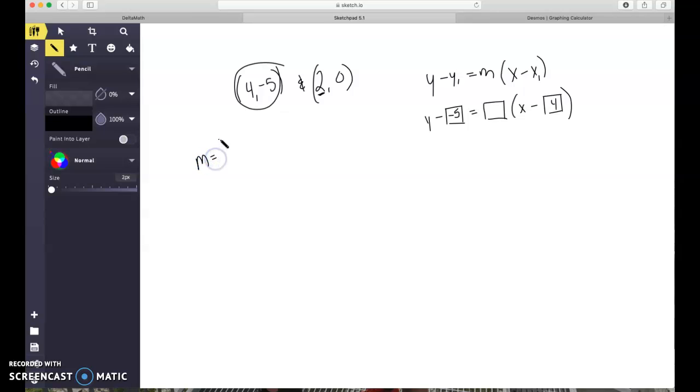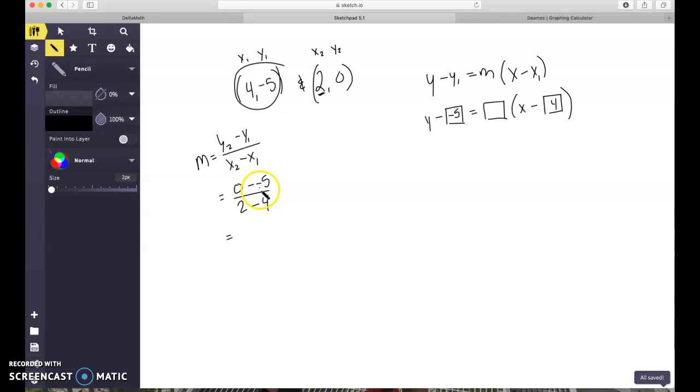So slope is y2 minus y1 over x2 minus x1. And I'm going to go ahead and point out, make sure that you designate which point is which. It doesn't matter which one you make point 1 and point 2, it just matters that you're consistent once you pick a first point. So I'm going to do y2 minus y1 over x2 minus x1.